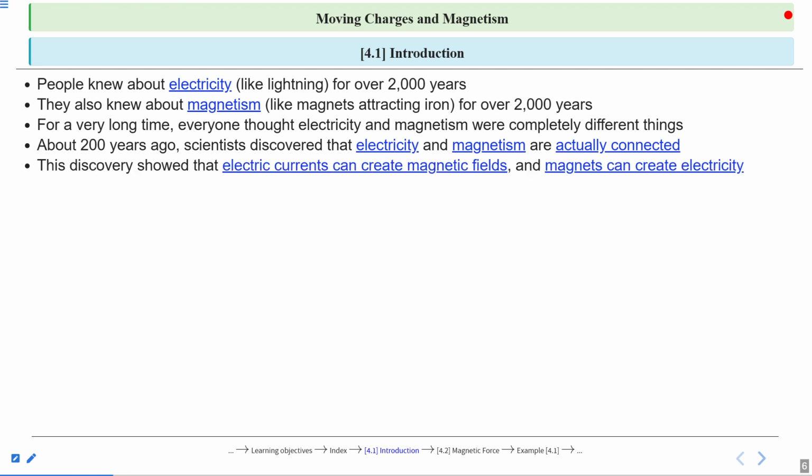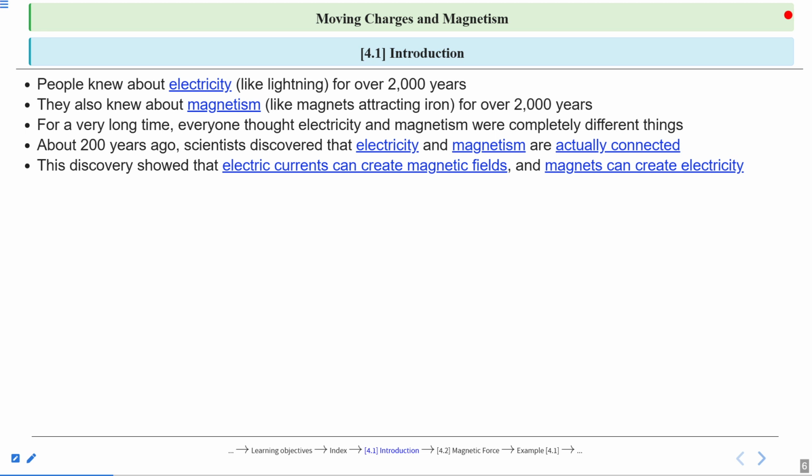How? This discovery showed that electric currents can create magnetic fields and magnets can create electricity. So about 200 years ago, scientists discovered that these two phenomena are actually connected, so they are not different. The discovery of this interconnection showed us that electric currents can create magnetic fields and magnets can create electricity.